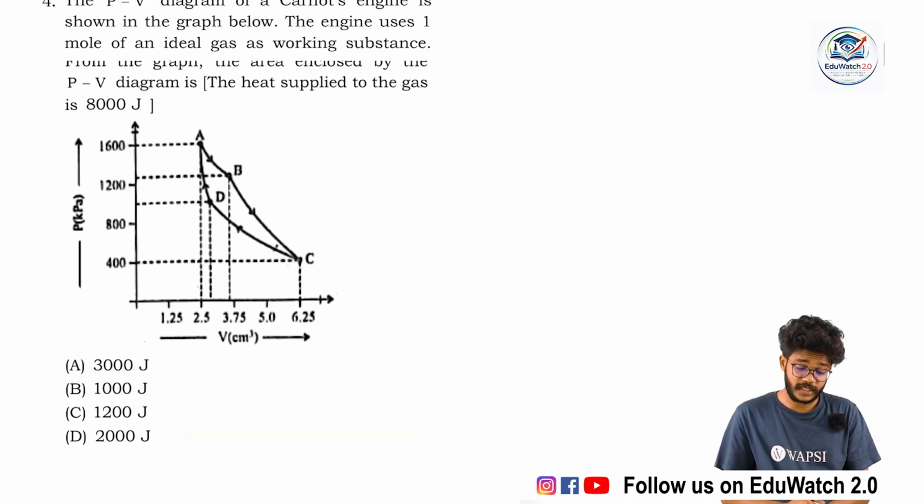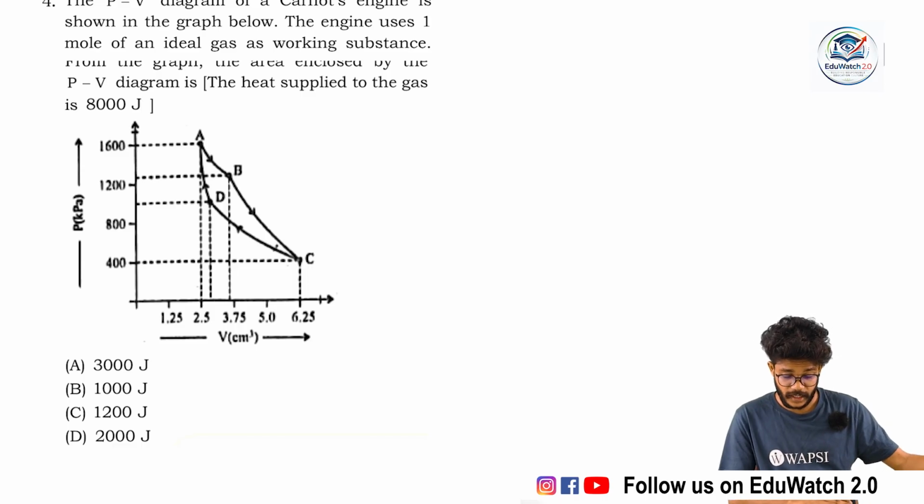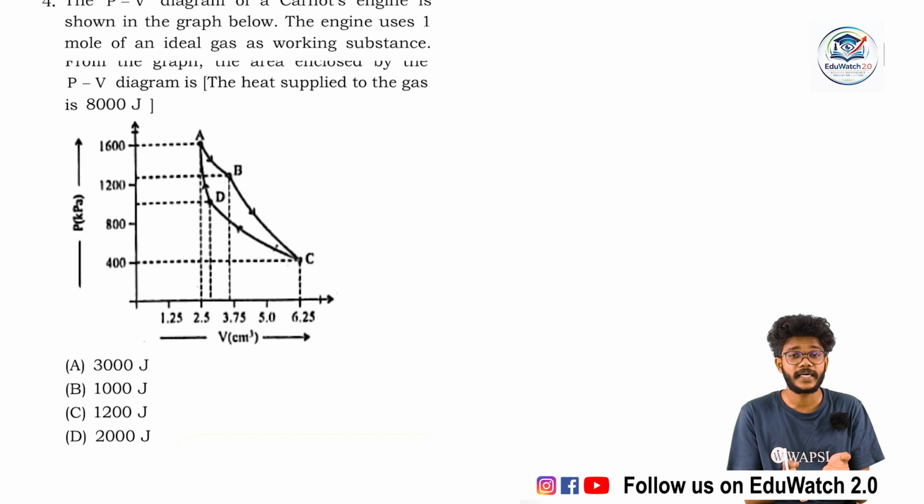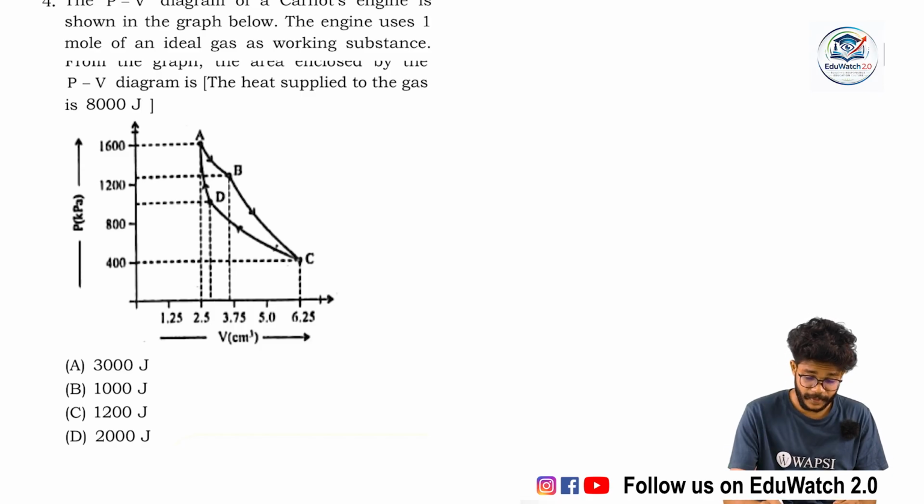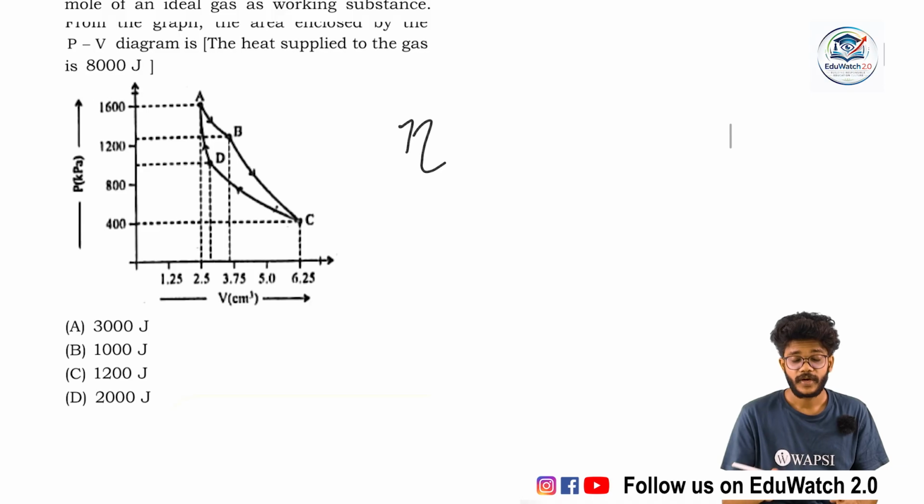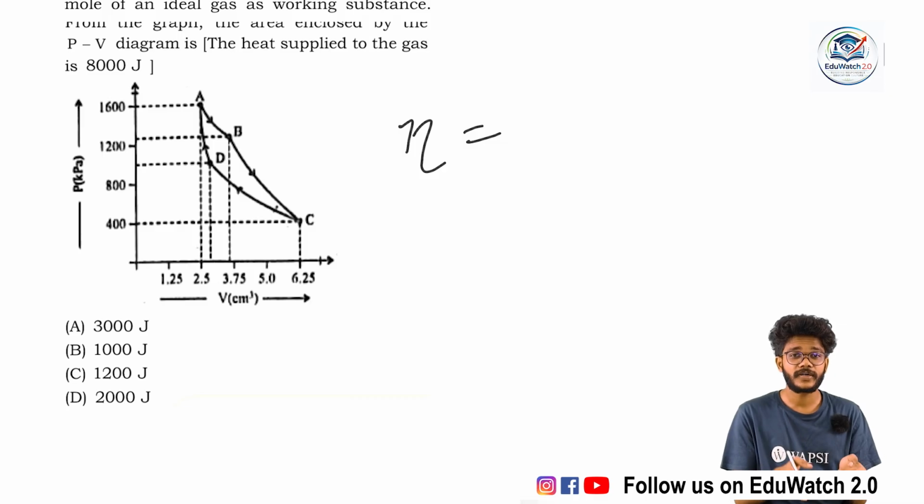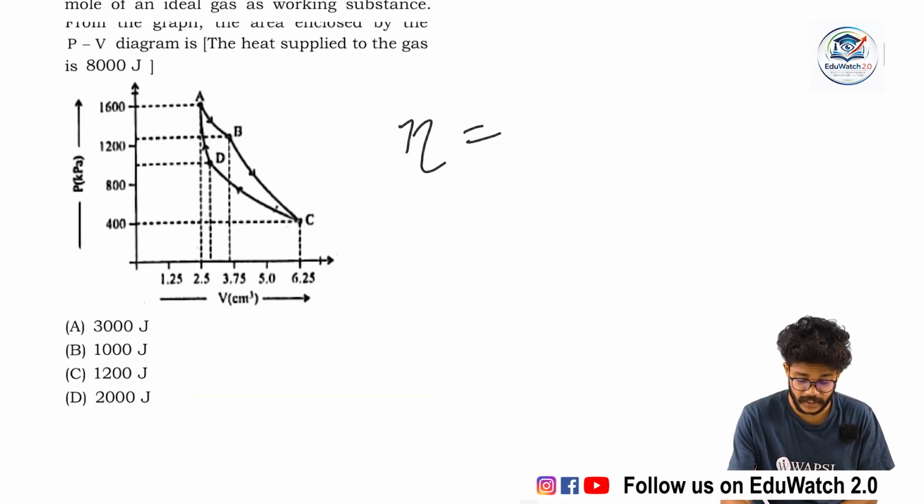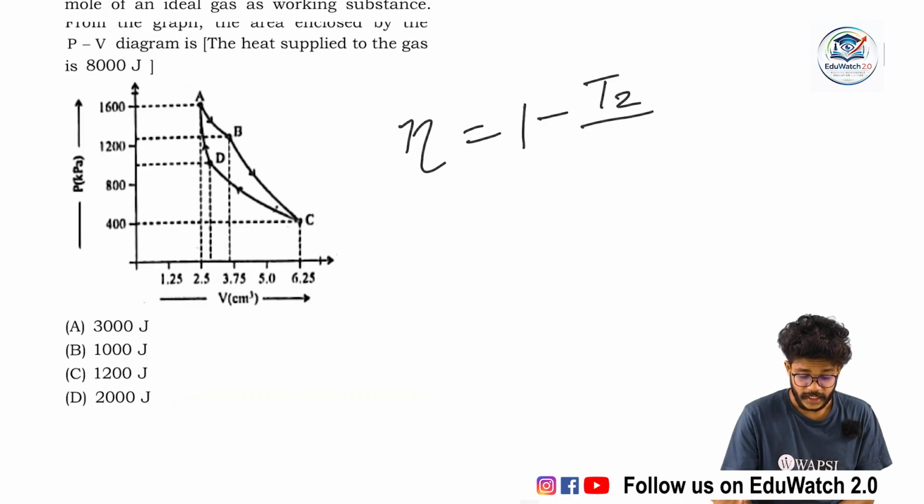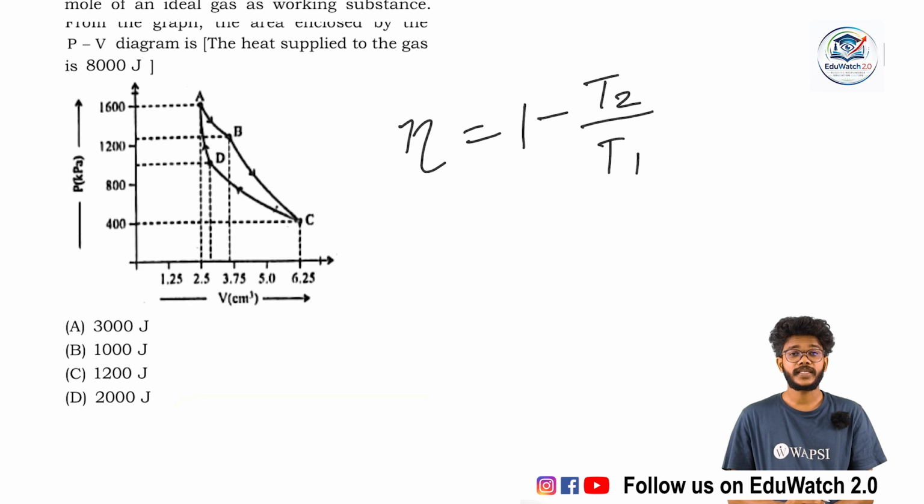Which equation connects work? Here we have the data of pressure, here the data of volume, and here the data of temperature. Actually the temperature is not given, but we can find it. How can we find the temperature and how can we connect the temperature with the work done? For that I am writing an equation for eta. What does eta mean? Eta is the efficiency of a Carnot engine. The efficiency of a Carnot engine is 1 minus T2 by T1. What is T2 and what is T1?